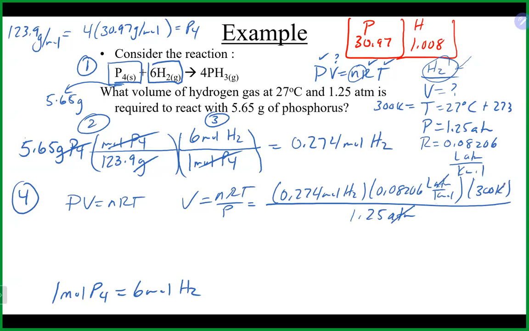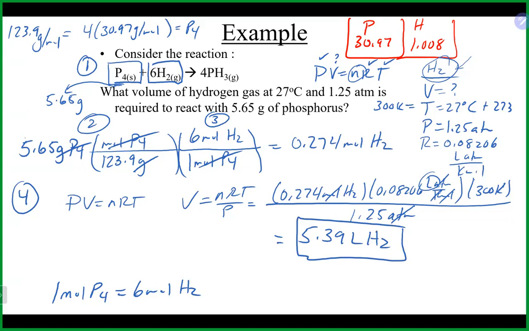Atmospheres cancel, Kelvin cancel, moles cancel, leaving us liters. And in this case, it looks like we will end up with 5.39 liters of H2. Any questions on that one?